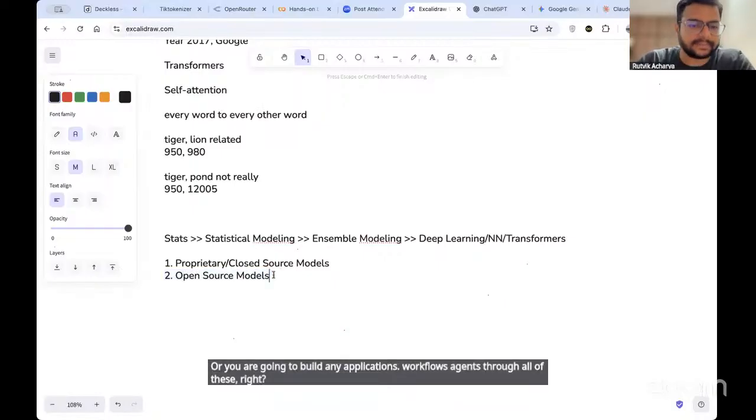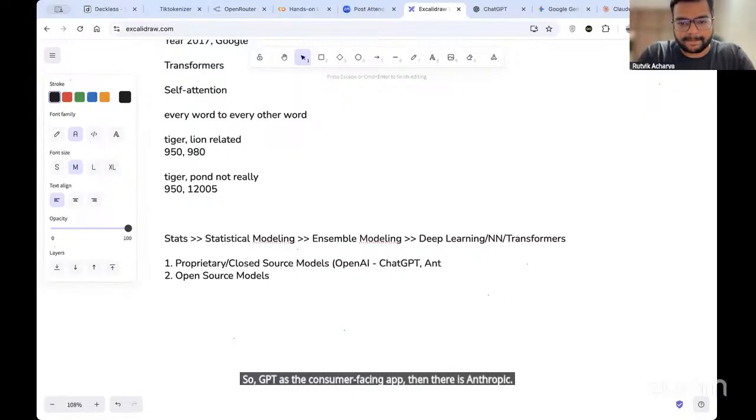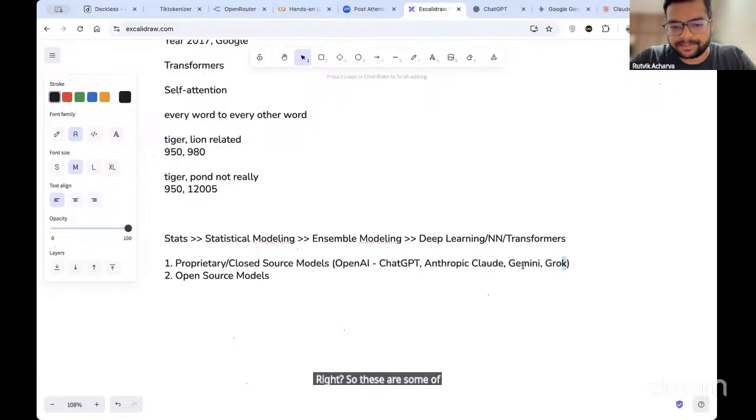Again, both of them have their place. For example, there is OpenAI, which has ChatGPT as the consumer-facing app. Then there is Anthropic, Claude, there is Gemini, there is Grok, right? So these are some of the major players that we have. Gemini is from Google. This is by xAI or Twitter.